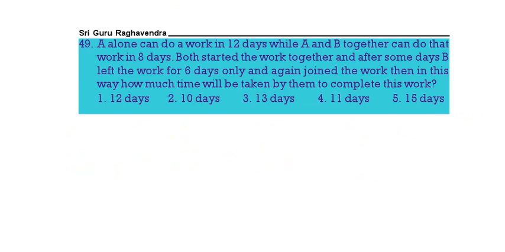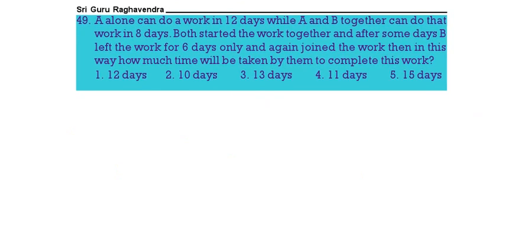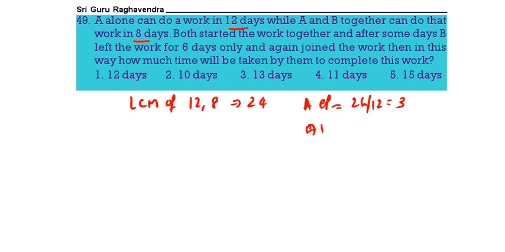Next question. A alone can do the work in 12 days, while A and B can do the work in 8 days. So here we have to find the LCM of 12 and 8 first. LCM of 12 and 8 is 24. That means A's efficiency is 24 by 12, that is 2. A plus B is 24 by 8, that is 3. Therefore, B's efficiency is 1.